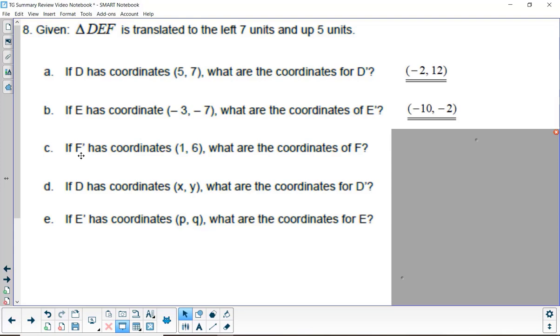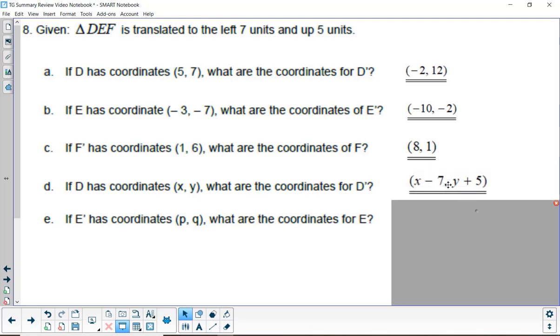Part C, though, is F prime is on the image. We're going to go backwards. So instead of subtracting 7, we're going to have to add 7 to the x and subtract 5 from the y. So that will make it 8, 1. Generalizing, if D is on the pre-image, what will be the coordinates for D prime? It's going to be x minus 7 going to the left, y plus 5 going up. Reversal, if P, Q are on the image, what's on the pre-image? Well, it would be the reverse. Add 7 to the x coordinate, subtract 5 from the y coordinate. This concludes the translations.